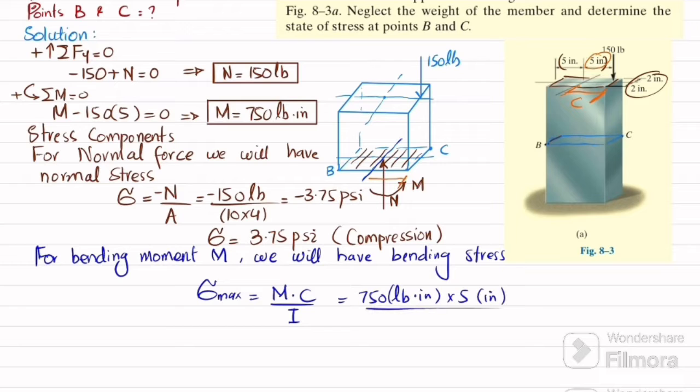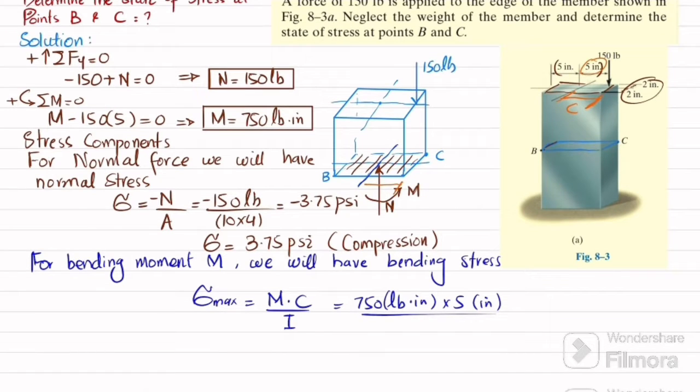So I for about this axis, let me show you, I about this axis for this rectangular cross section will be equal to, this will be its breadth, which is 4 inch, and this will be its height, which is 10 inch. So I can write 1 over 12 BH cube. B is 4 inch and height is 10 inch. So 10 power 4. When you solve this, you will get the maximum bending stress comes out to be 11.25 psi.